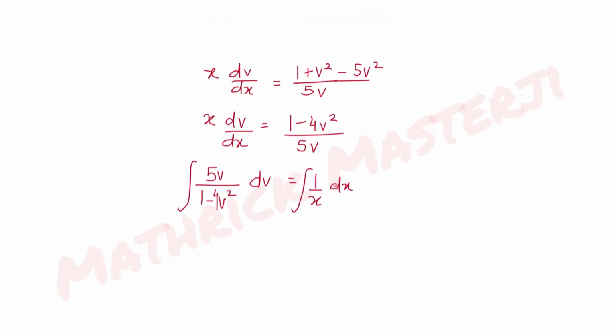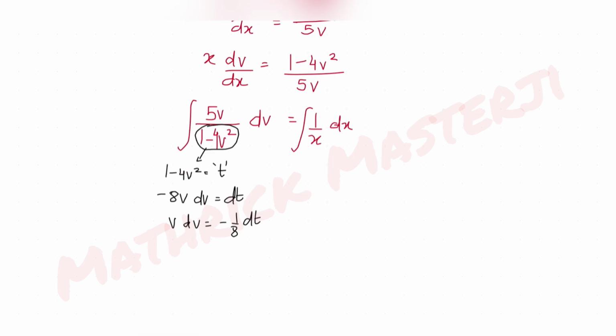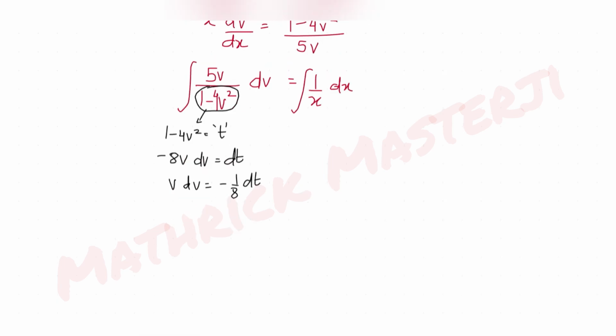Let's do that. To integrate this entire expression, I'll put 1 minus 4v square as, let's say, another variable t. So I get from here minus 8v dv is equal to dt. So v dv is equal to minus 1 over 8 dt. So I have this expression with me. Now further, I get the integral of 5 into minus 1 over 8 dt, where 1 minus 4v square is nothing but t, is equal to the integral of 1 over x dx.